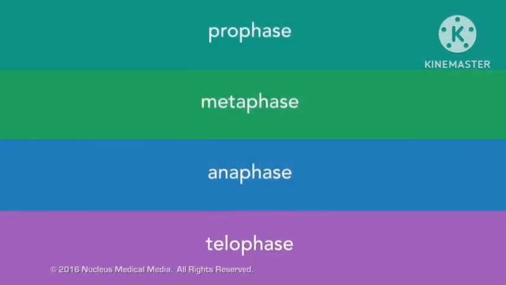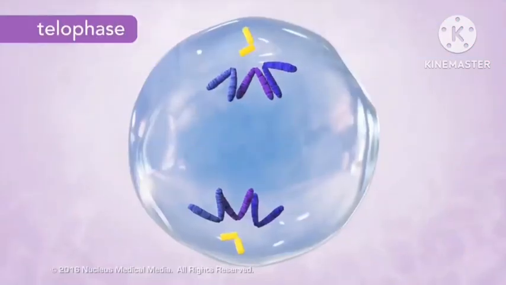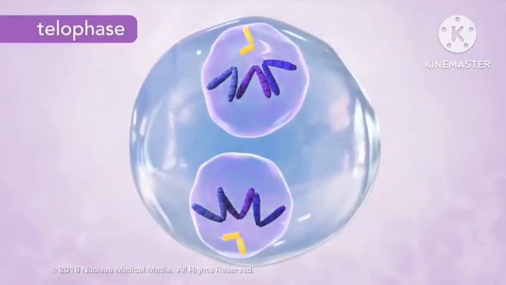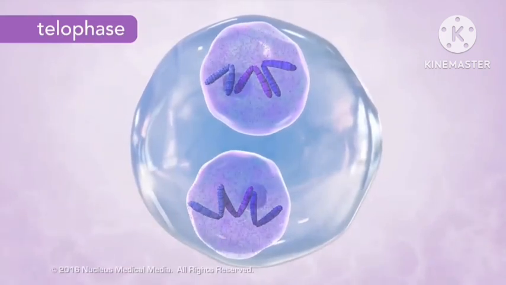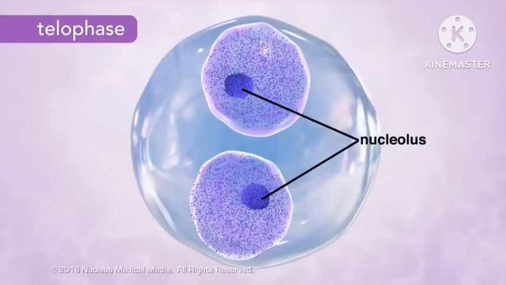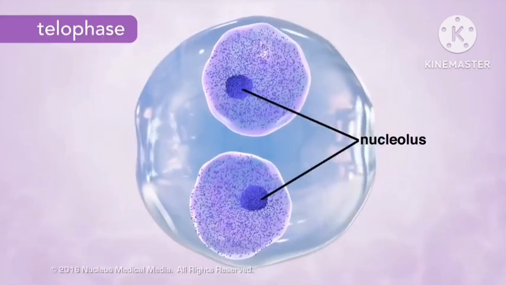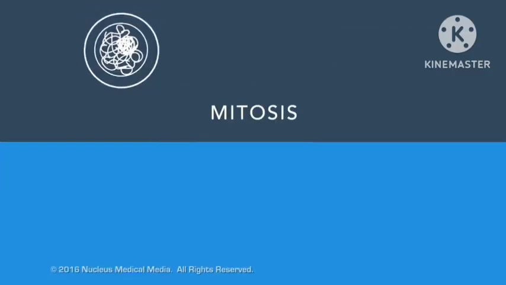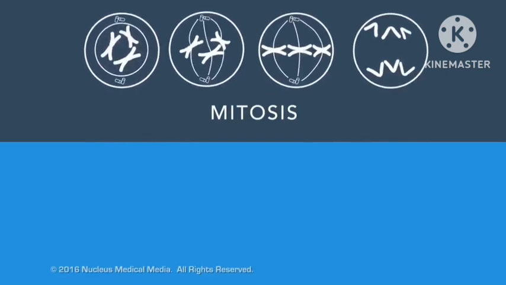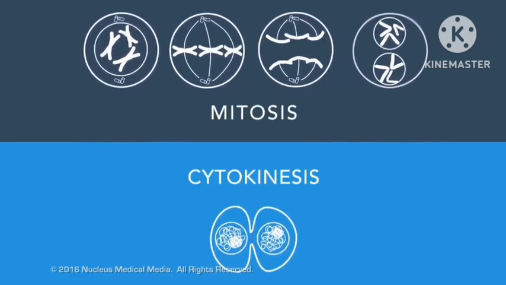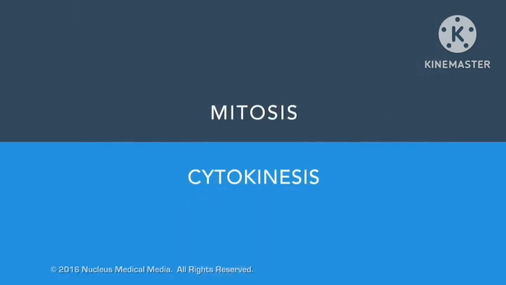Telophase is the final stage of mitosis. In telophase, a nuclear membrane reforms around each set of chromosomes. Then, the chromosomes spread out into chromatin, and the nucleolus becomes visible once again. Mitosis, the division of the nucleus, is now complete. The final step of the M phase is cytokinesis, the division of the cytoplasm.